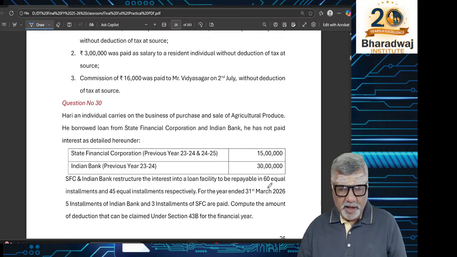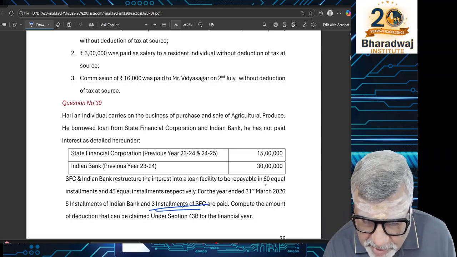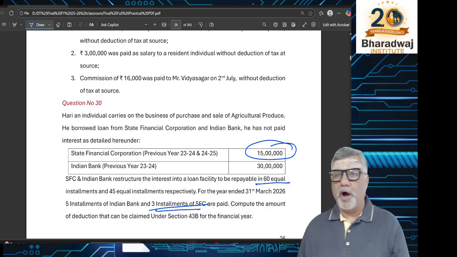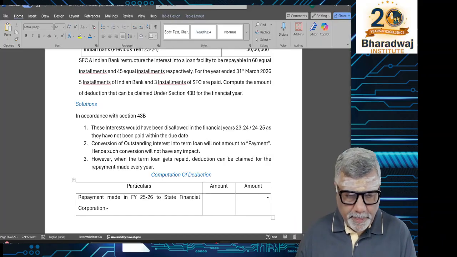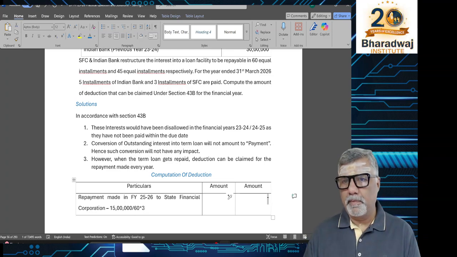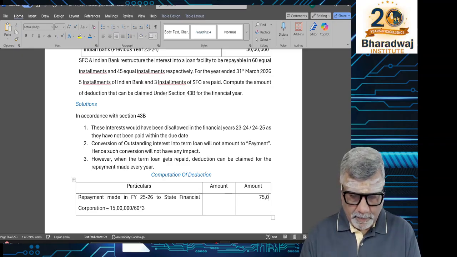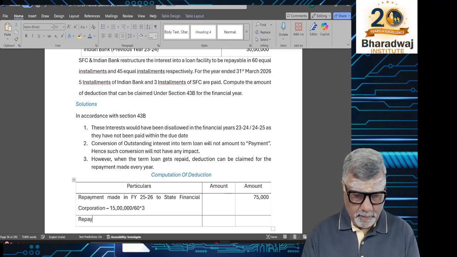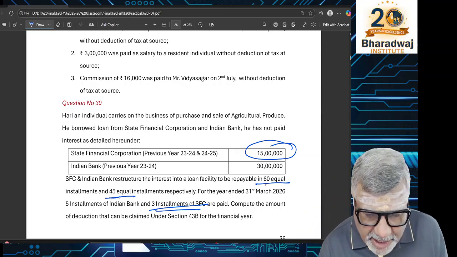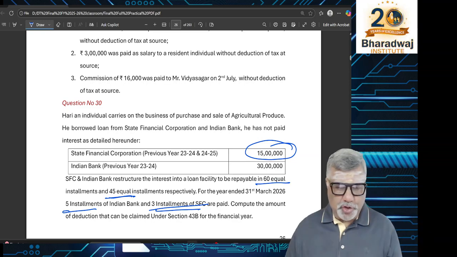Friends, three installments of SFC are paid. SFC is converted into 60 installments, of which three are paid. Indian Bank 30 lakhs is converted into 45 equal installments, out of which 5 installments are paid.